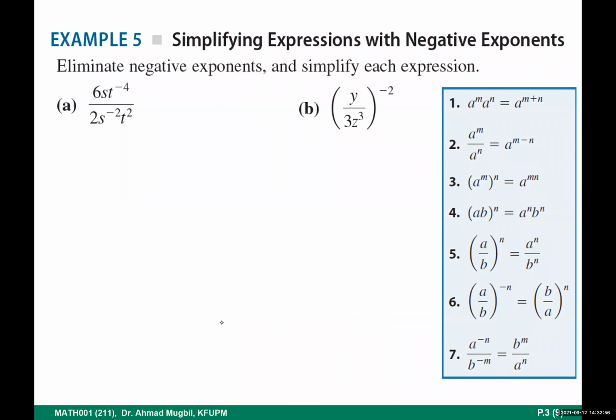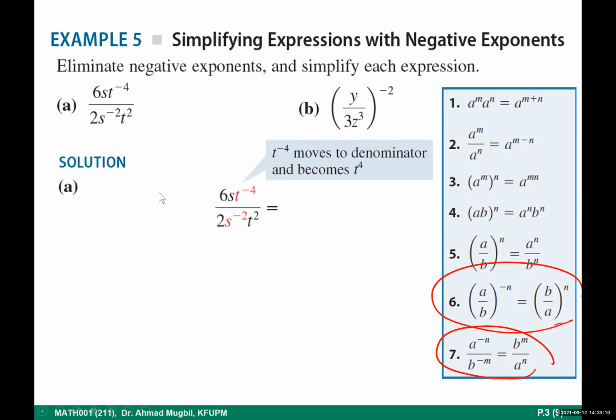When you have negative exponents, how do you deal with such quantities? You will use law number 6 or law number 7. You can use any one of them; it depends on the problem that you have. For instance, here, we can use law number 7 by just moving, because all of them are factors here. Bring this down to be in the denominator, and this one up to be in the numerator.